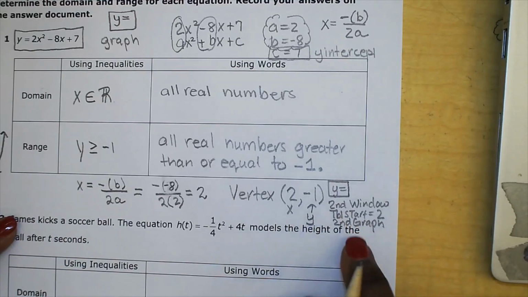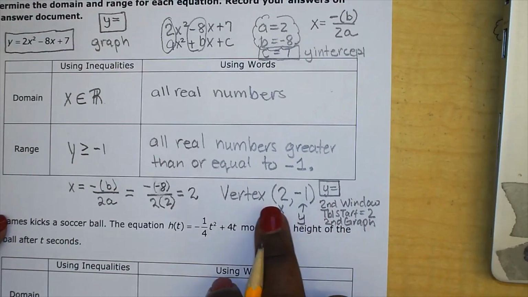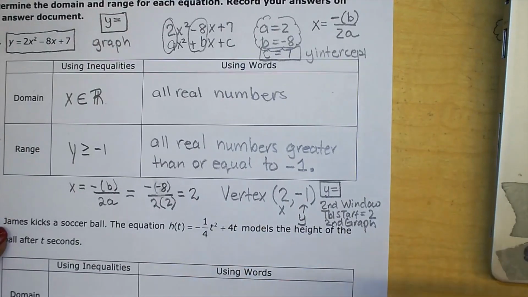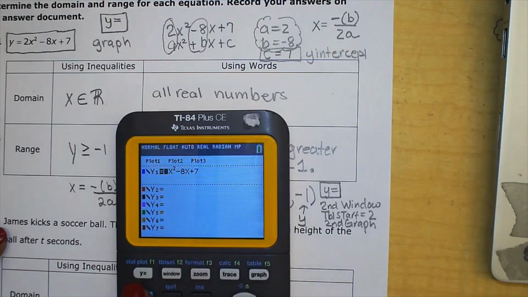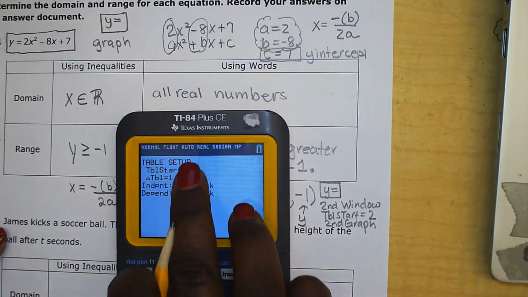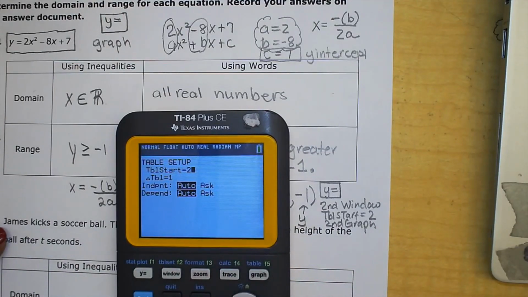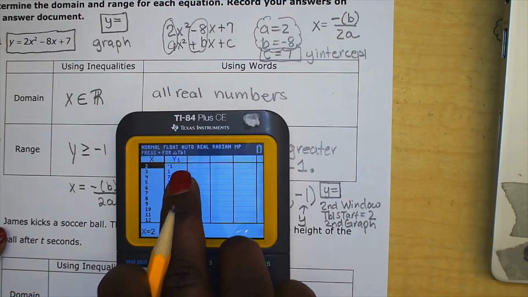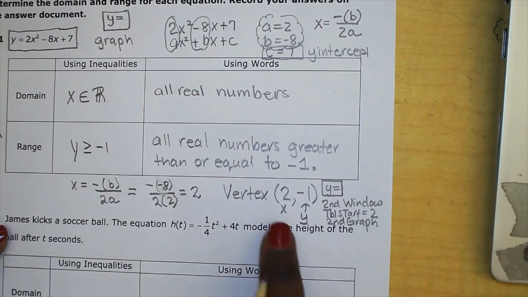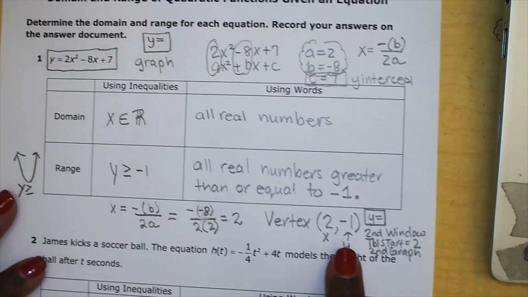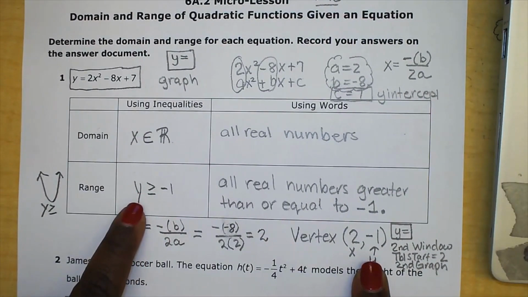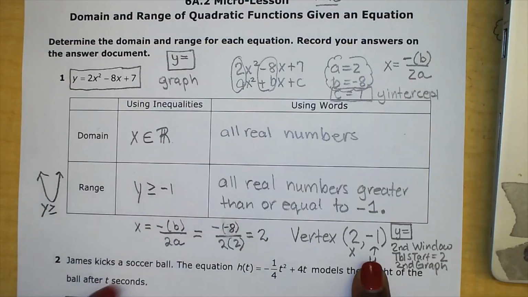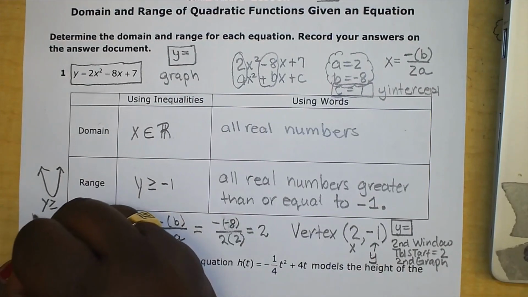My y value, I use my value from the x to determine it. So I went to y equals, made sure my equation was there. Then I press second window. I place the value 2 here at table start and press enter. Then I press second graph. And I see my value of y is negative 1. So that's my y value for the vertex. So that's my very minimum value, negative 1. And my range is y is greater than or equal to negative 1, because when it's like this, it is a minimum.